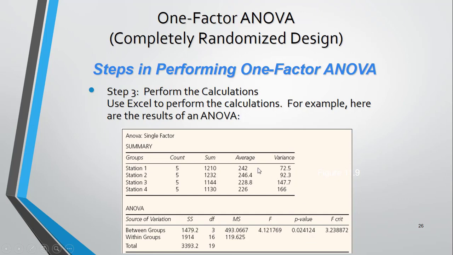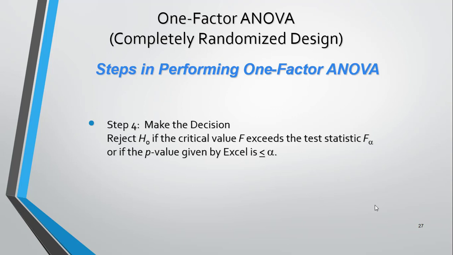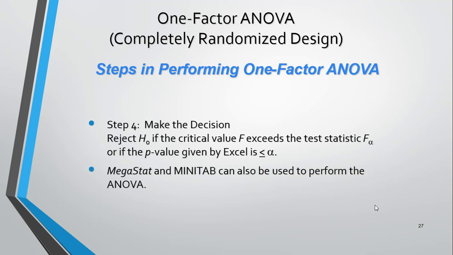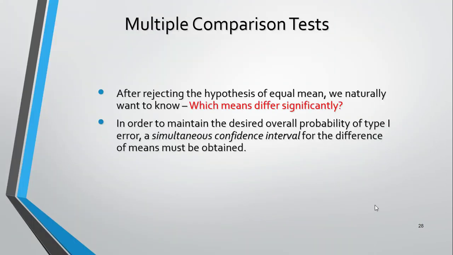So we're saying, hey, the 4 stations, they're not churning out the same type of product, or a product of the same quality or same measurements. And that's ANOVA. Then you make a decision. That we just did. You can use MegaStat to do the same thing. You can do multiple comparison tests.